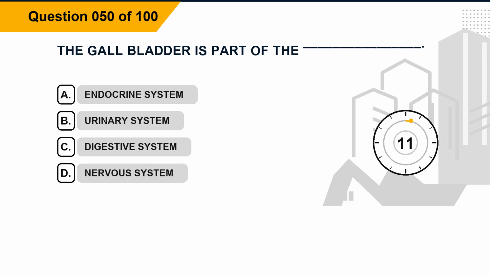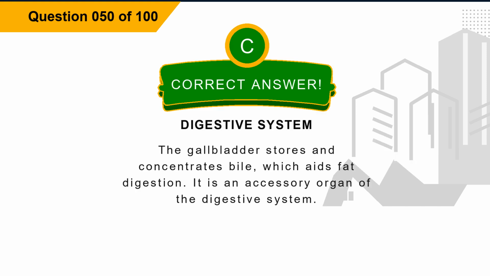Question 50. The gallbladder is part of the blank. Option A, endocrine system. Option B, urinary system. Option C, digestive system. Option D, nervous system. The correct answer is option C, digestive system. Explanation. The gallbladder stores and concentrates bile, which aids fat digestion. It is an accessory organ of the digestive system.